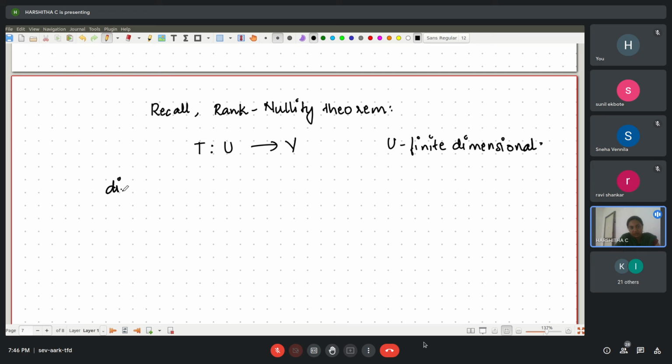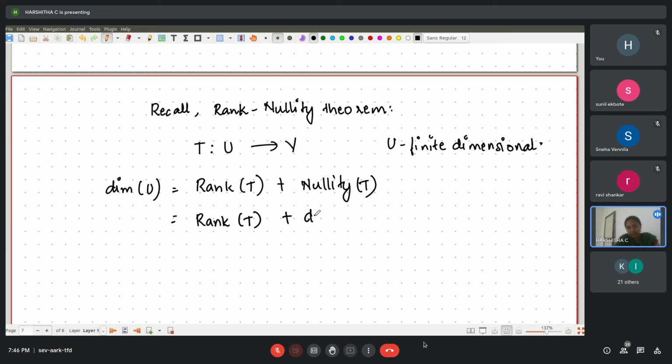So dimension of U is equal to rank of T plus nullity of T. So what is actually nullity of T? It is the dimension of kernel of T.